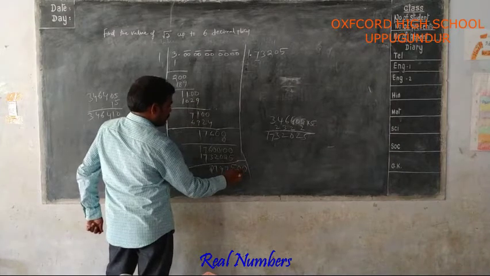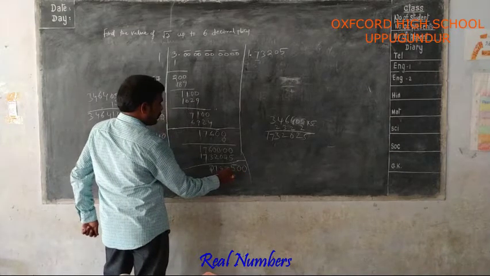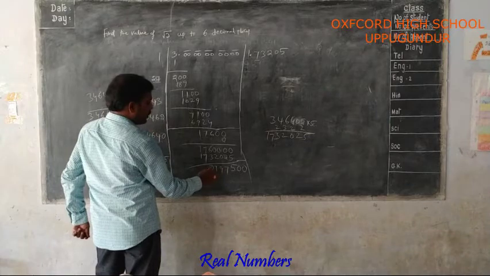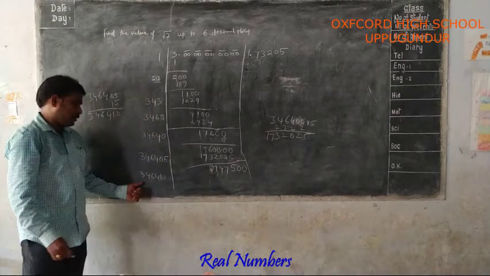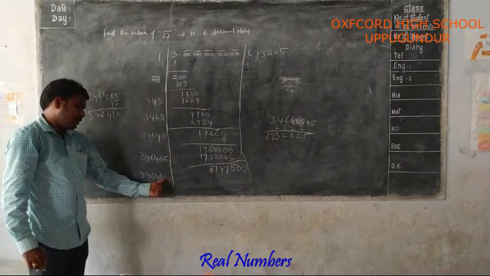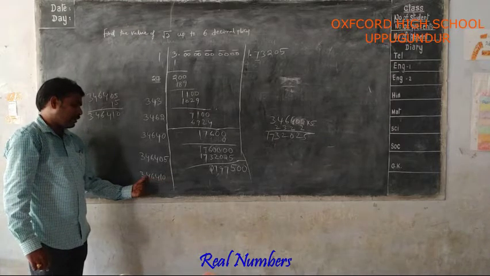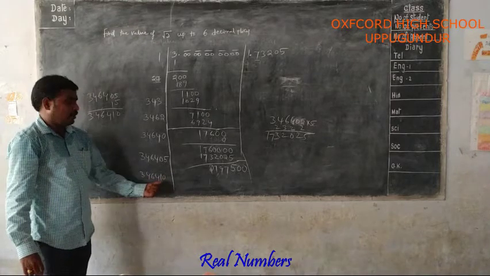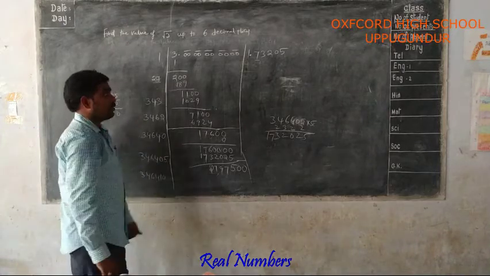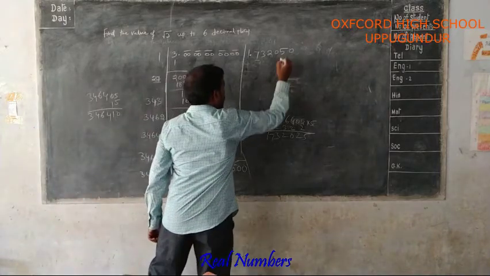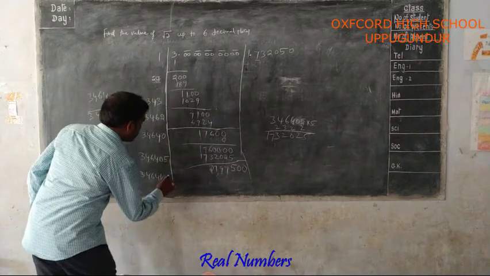Ones, tens, hundreds, 1,000, 10,000, lakh, 10 lakhs, 27 lakhs. This one is ones, tens, hundreds, 1,000, 10,000, lakh, 10 lakh. This is 34 lakhs. This is 27 lakhs. So again you have to keep 0 here. Here you have to keep 0.